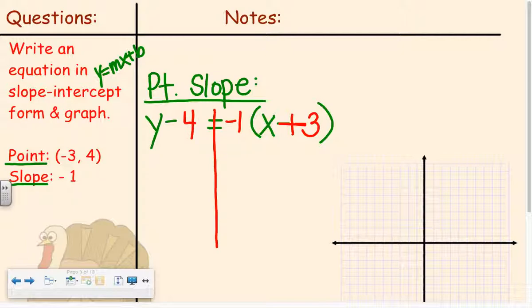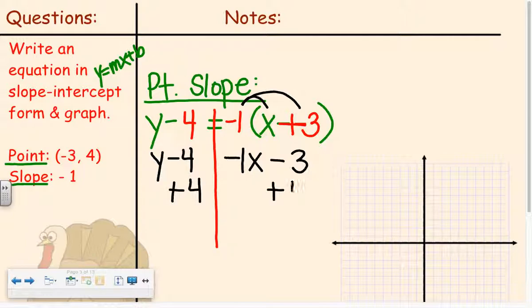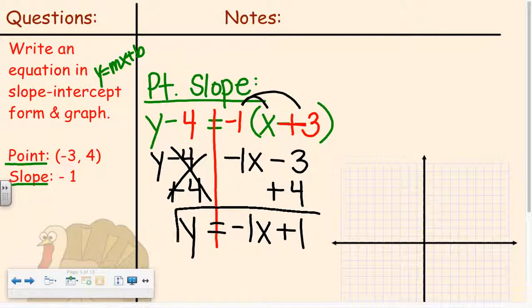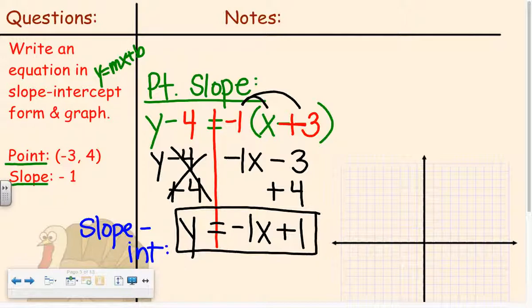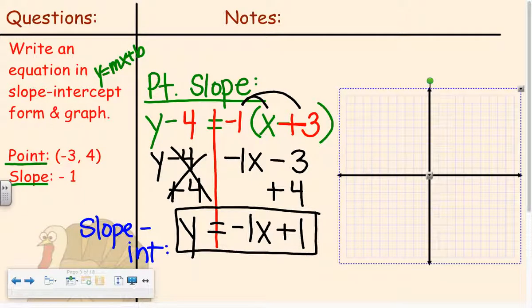Now I am ready to start getting it into slope-intercept form. -1 times x is -1x. -1 times 3 is -3. Bring down my y minus 4. Then to get y alone, I have to add 4 on both sides. So this right here is my answer in slope-intercept form. I started with point-slope form, and then I got it into slope-intercept form.